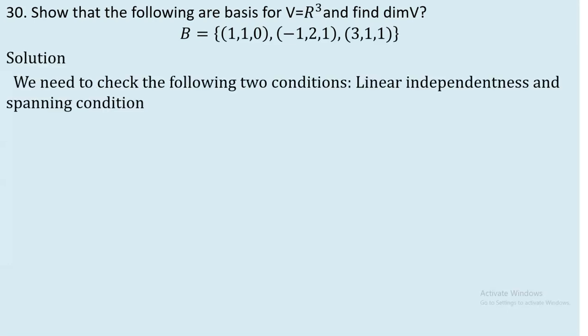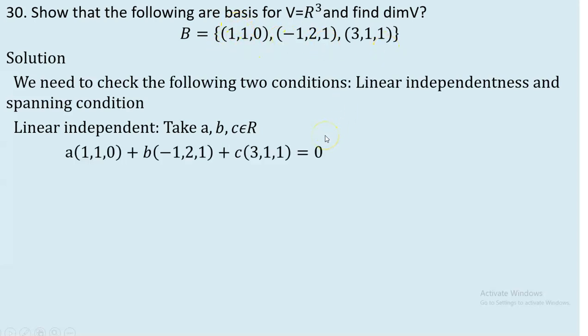So let's now check the first condition, that is to say the linear independence case. Take arbitrary three coefficients a, b, c from the set of real numbers, because we have three elements here, students. Because this is 3, we are going to take three coefficients a, b, c. Now let's take the linear combination of these three and equate it with the 0 vector.